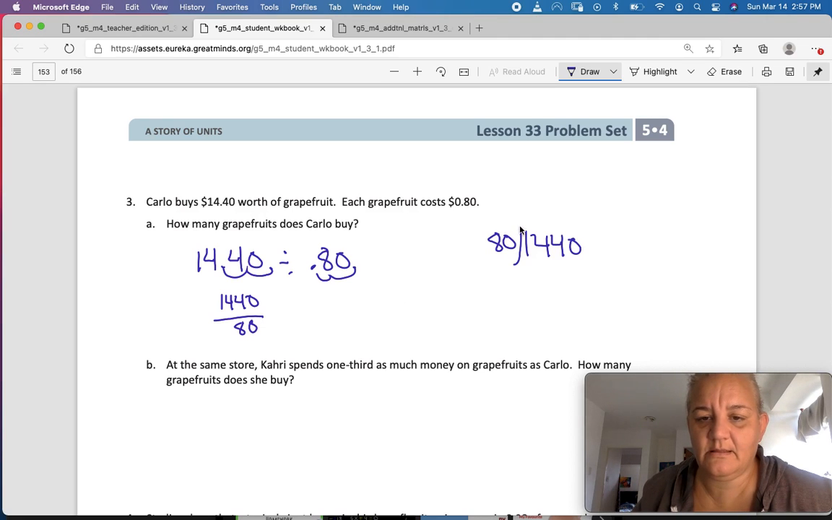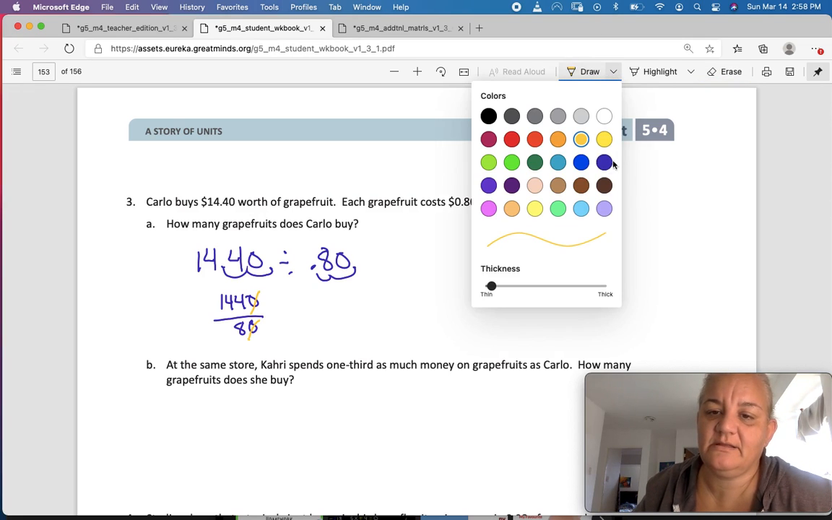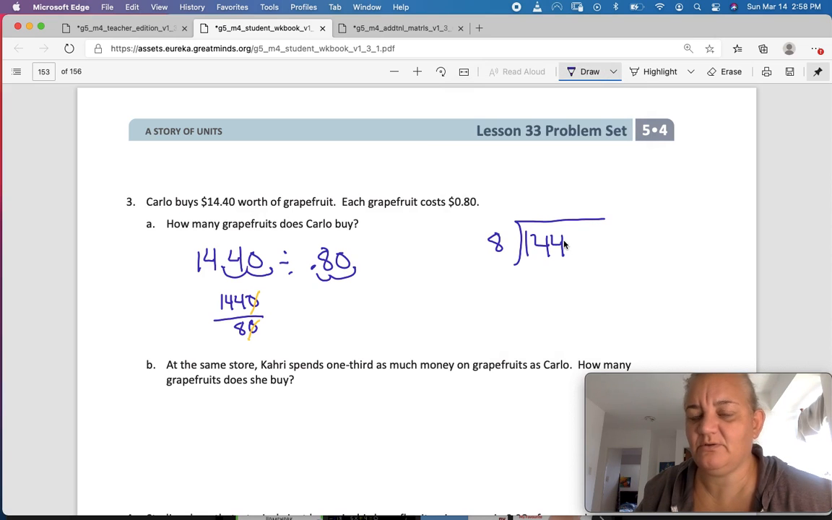Okay. You guys want to see a trick? You want a nice little trick? Do you see this fraction? Whatever you do to the top, you can do to the bottom. Let's cut out that 0. Let's cut out this 0. And then we're only dividing 8 into 144. A little bit of, not a trick, just, you know, good math sense.